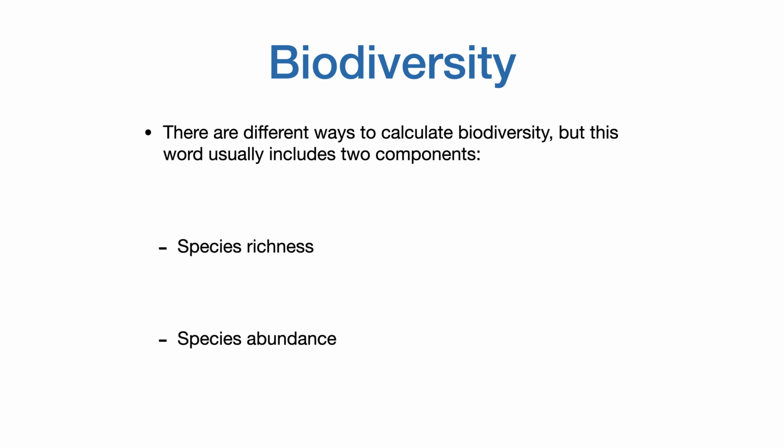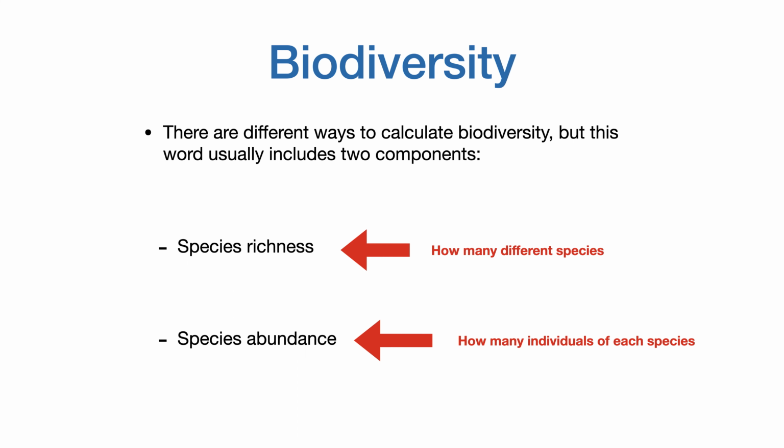All right, so what is biodiversity? What do we mean when we say that word? Well, there's different ways to calculate it, but we are generally including 2 different concepts when we think about biodiversity, and those are species richness and species abundance. What that means is species richness.